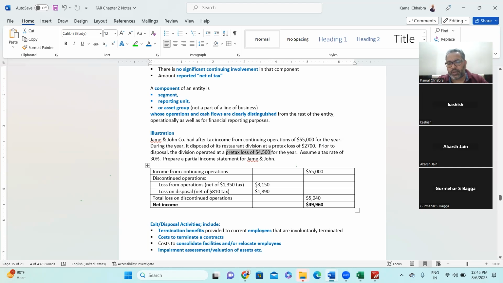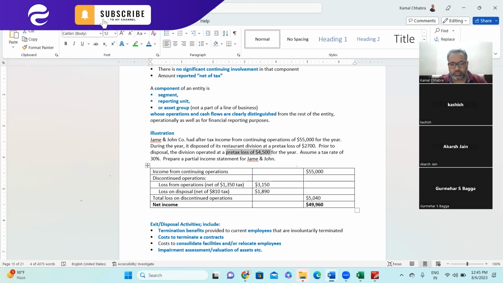Right? Why are we reducing taxes from the loss? Like tax, no, from discontinuing operation, whatever you are showing in balance sheet or income statement is always net of taxes. So this is your tax benefit. So we should not add the tax benefit to net income. It will go directly to retained earnings.